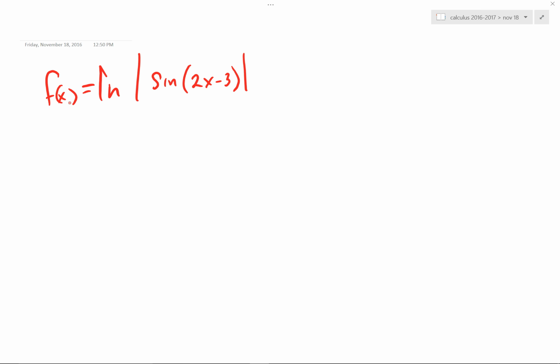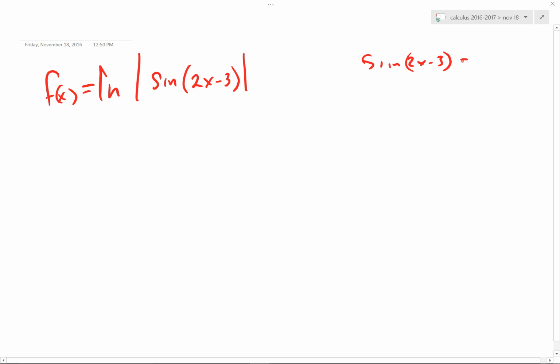Matter of fact, they're all negative, except at 1, when the sine is going to equal 1, we're going to have a 0, yes? Because the ln of 1 is 0. Interesting. But anyway, I digress. So when I think about this thing here, I think the sine of 2x minus 3 had better not be negative. Oh, but I got that taken care of because I've got absolute values, so we're good to go, yes?